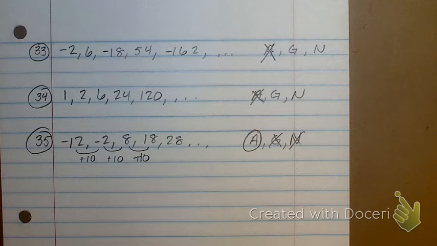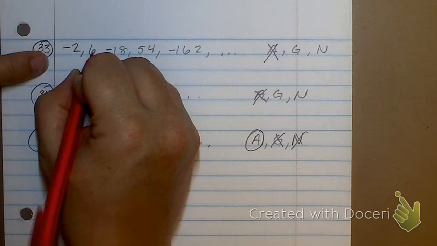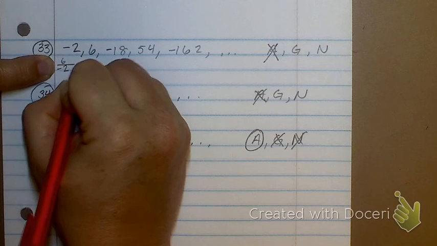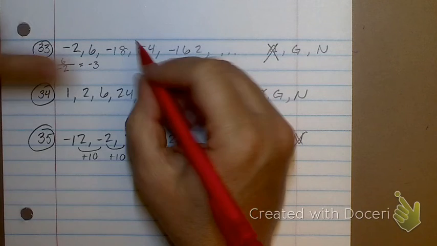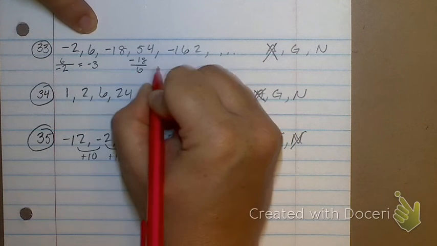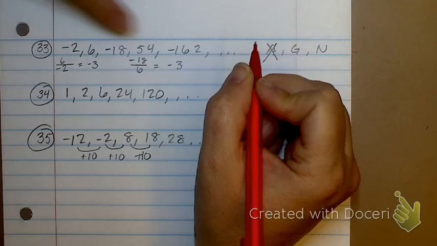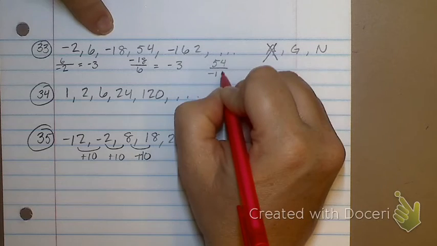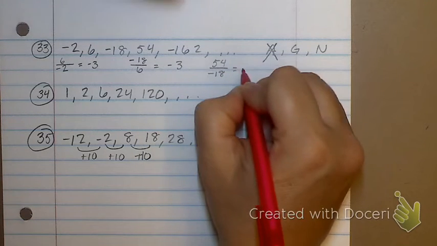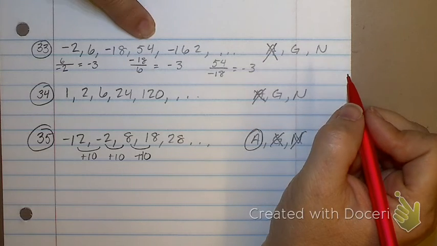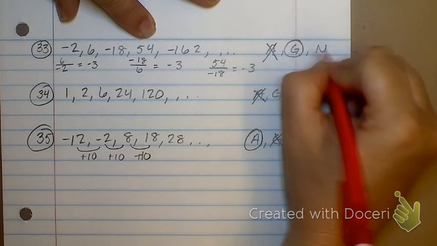Okay? Geometric, I take the second term, divide it by the first term. I get negative 3. If I take the third term, and I divide it by the second term, I get negative 3. If I take the fourth term, divide it by the third term, I get negative 3. Is the same true if I take the fifth term and divide it by the fourth term? That makes it geometric.